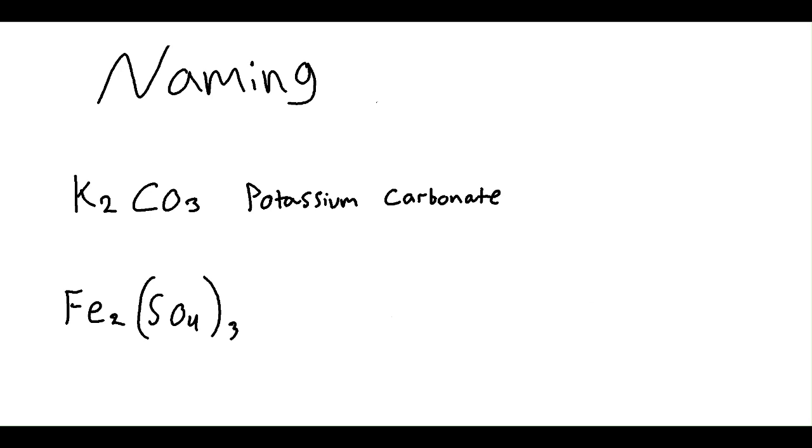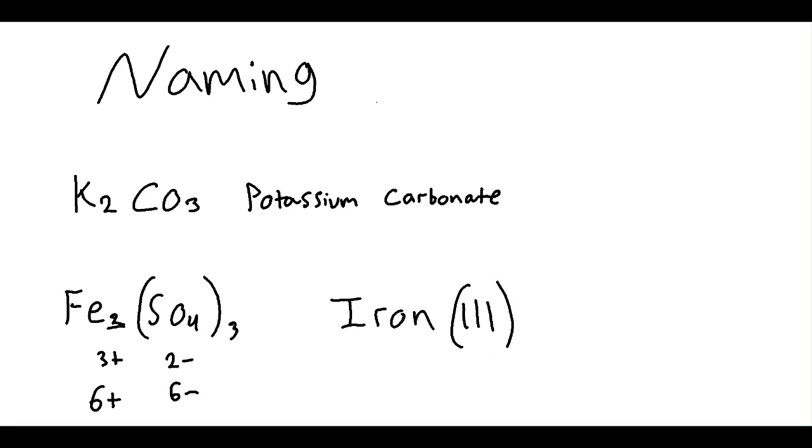Here's a more tricky one. Sulfate has a 2- charge, and we have 3 of them, so that's going to be 6-. And iron is a transition metal that can have different possible charges, so we need to specify which type of iron we are dealing with. We know that the overall charge of the ionic compound must be neutral. Therefore, the ions must be contributing 6+, and if we have 2 of the irons, that means each iron must be 3+. So we would name this as iron with a Roman numeral 3 to specify we are dealing with the version of iron that likes to get rid of 3 electrons. And it would be iron(III) sulfate.